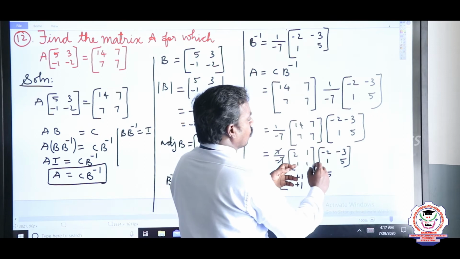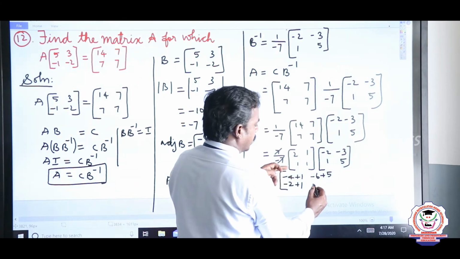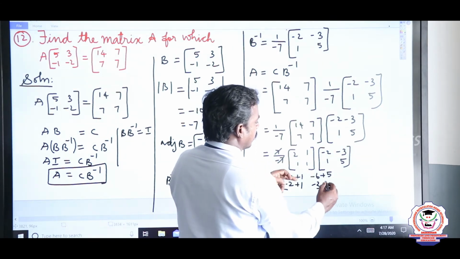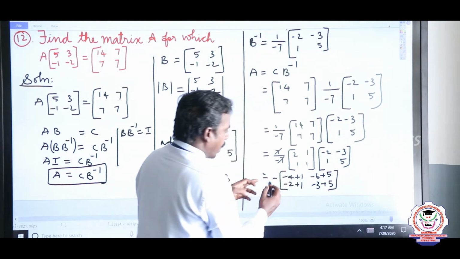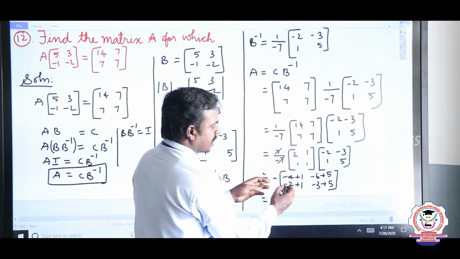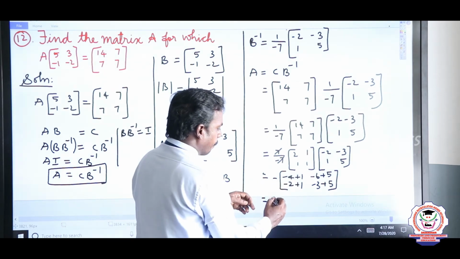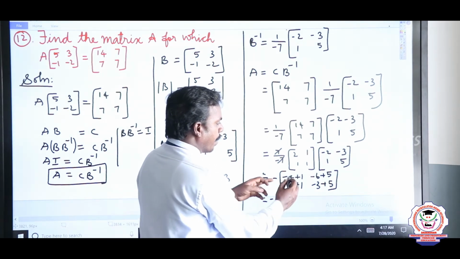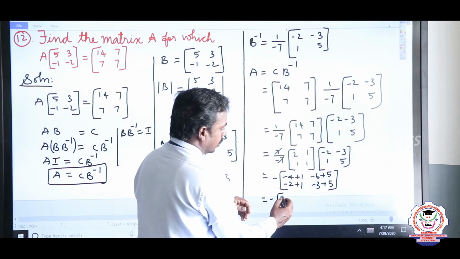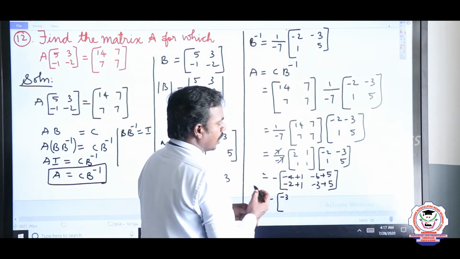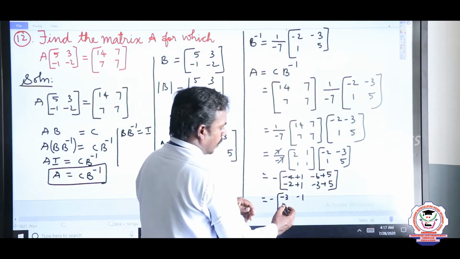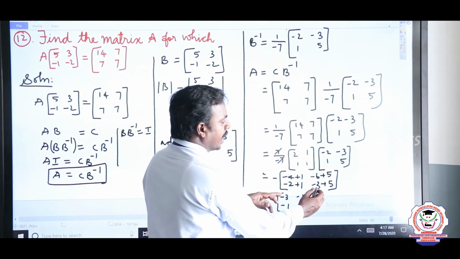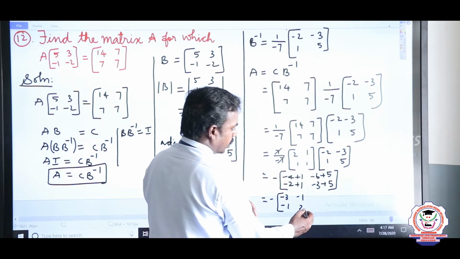Listen. Second row operated on second column, 1 into minus 3, minus 3 plus 5 will come. 1 into 5 plus 5. Now, listen, the minus is there; this minus is just taken to the side. So, minus 4 plus 1 is minus 3, the remaining value; minus 6 plus 5 is minus 1; and minus 2 plus 1 is minus 1; minus 3 plus 5 is plus 2.